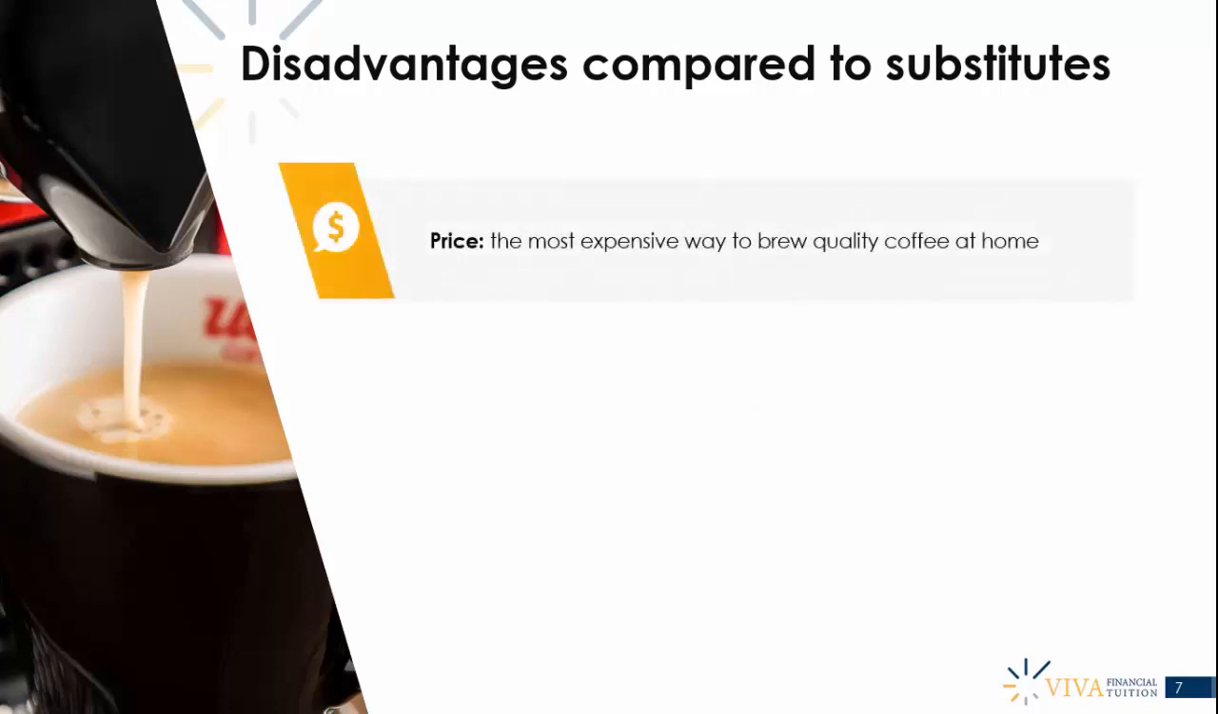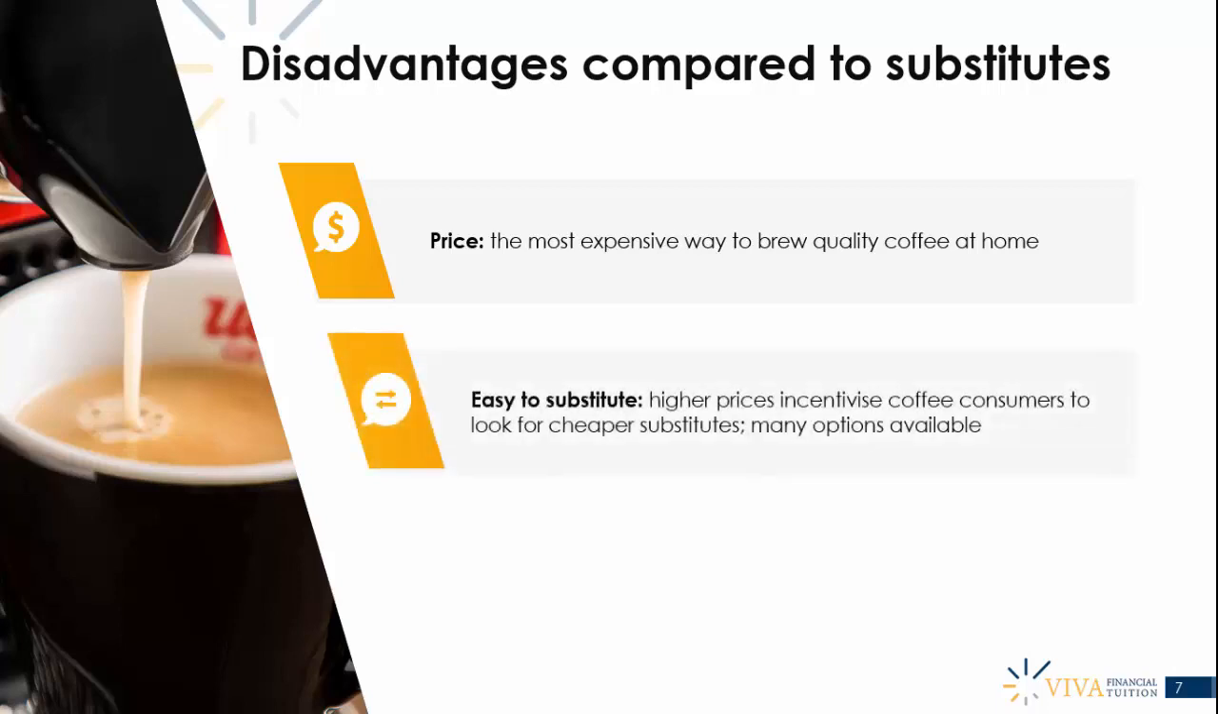In terms of price, they're more expensive per unit of coffee way to brew quality coffee at home. So with other forms like instant coffee, you can buy relatively in bulk at a lower price per unit of coffee. Easy to substitute. There are many alternatives to home brewing. As we've mentioned, instant coffee and other forms of filter coffee are still available, and they can also be produced and prepared at home. Higher prices, of course, of the coffee pods and capsules do incentivize coffee consumers to look for cheaper substitutes, and as I mentioned, there are several options available there.